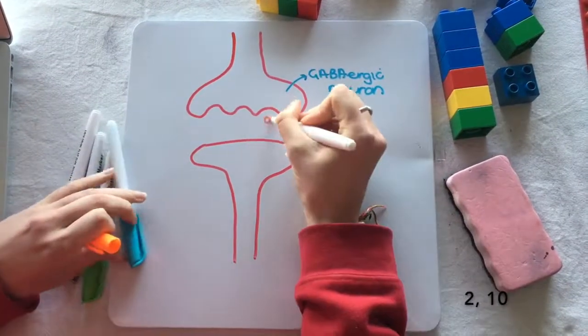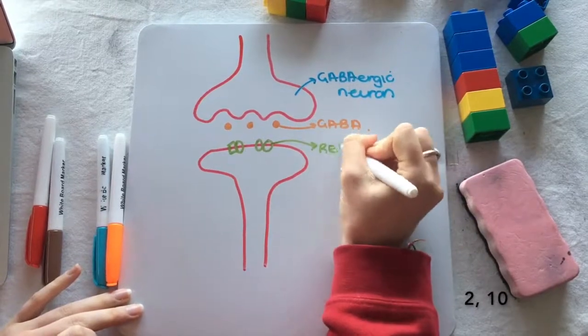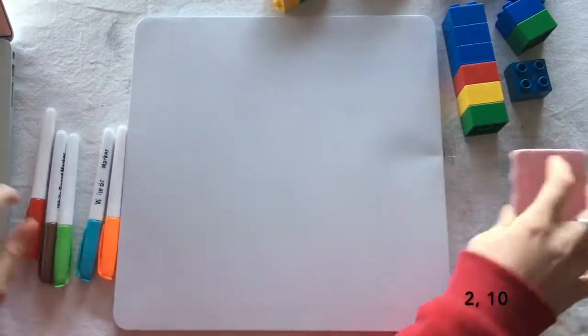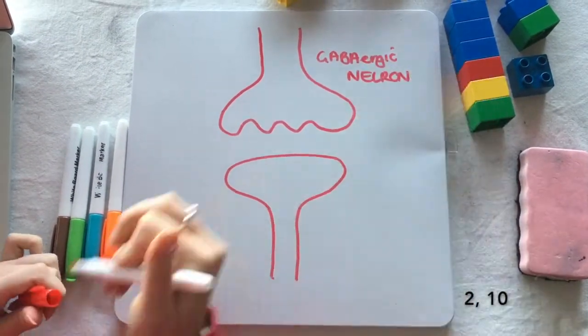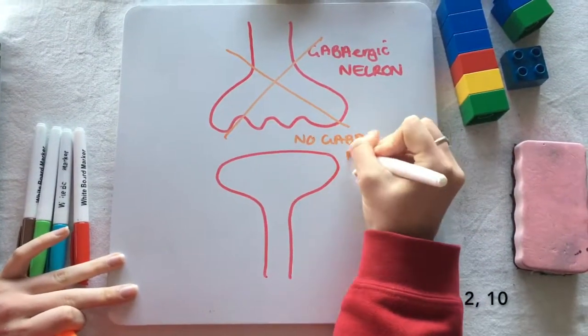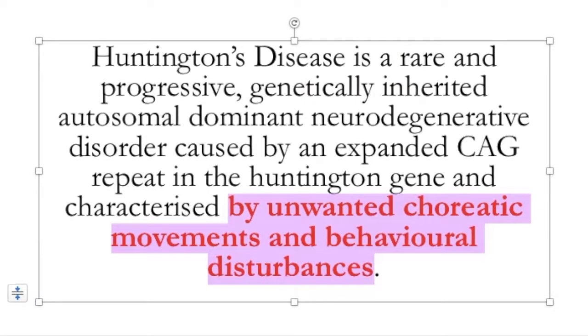Up to 95% of GABAergic neurons located in the striatum are lost with the disease. In the normal brain, GABA is secreted to prevent movement. In Huntington's disease, however, there is degeneration of the neurons secreting GABA, resulting in uncontrolled movement known as chorea. Let's further explore signs and symptoms associated with Huntington's disease.